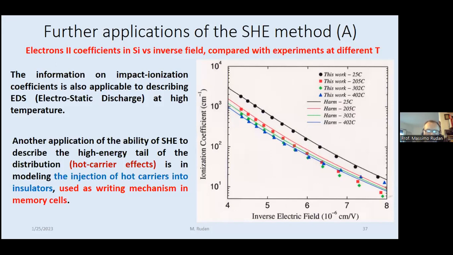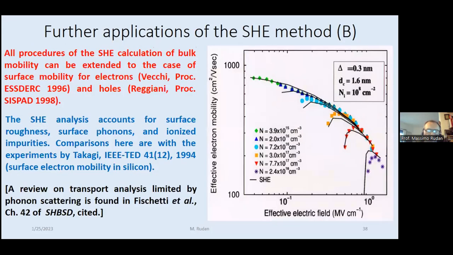I have shown the mobility analysis that was for the bulk situation, but we can repeat the analysis for the surface mobility. Surface mobility, besides being influenced by phonons, impurities, and the other factors that are present in the bulk, is also influenced by the surface phonons and the surface roughness. In this figure, the dots represent the results by Takagi that refer to the so-called universal surface mobility curves. The lines describe the simulations in the same conditions.